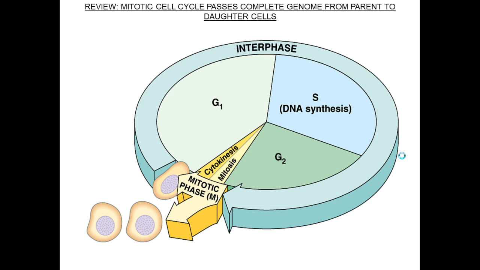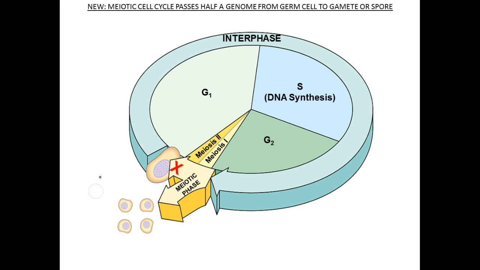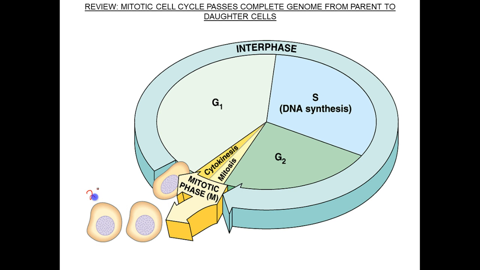Now, looking at the cell cycle, if you remember in mitosis, we learned the cell cycle includes interphase, and during S phase, you have DNA replication. Then when it's ready to divide, the nucleus divides, and that's mitosis. When the cytoplasm divides, that's cytokinesis, producing two identical cells, identical to the parent.